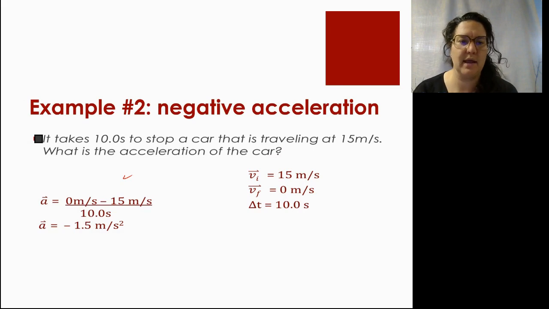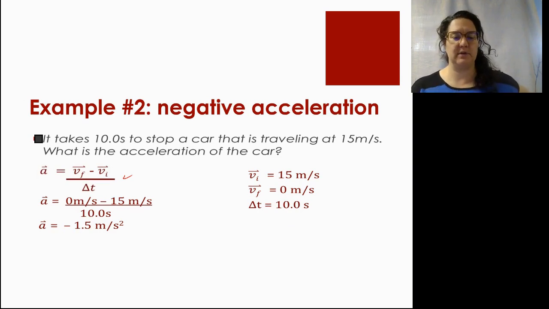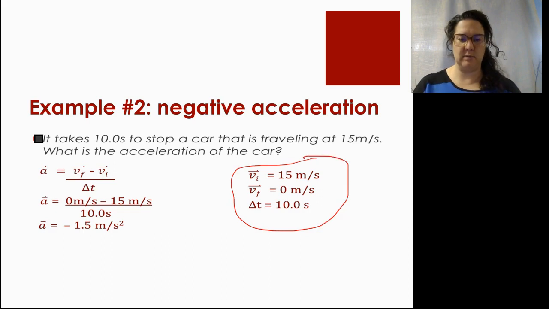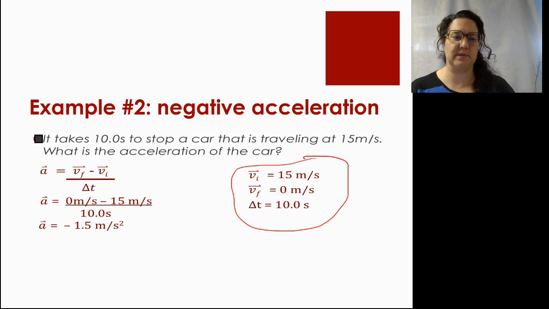So when we look at negative acceleration, it takes 10 seconds for a car to stop that's been traveling at 15 meters per second. What's the acceleration of the car? So again, we take our data. So our initial velocity is 15 meters per second. Our final velocity is 0 meters per second. And our time is 10 seconds. So putting that into our formula that you find in your data booklet, 0 meters per second, subtract 15, divided by 10 seconds gives us a total acceleration of negative 1.5 meters per second squared.